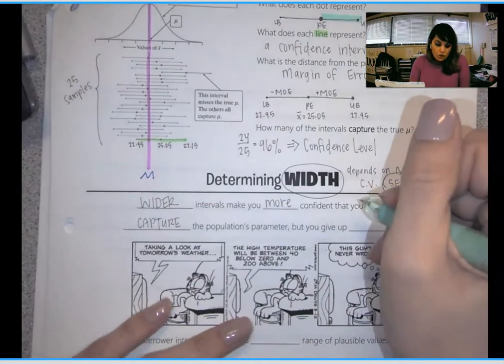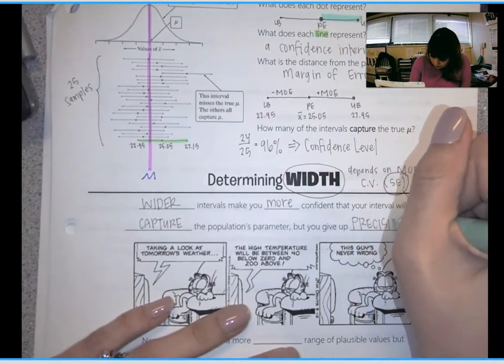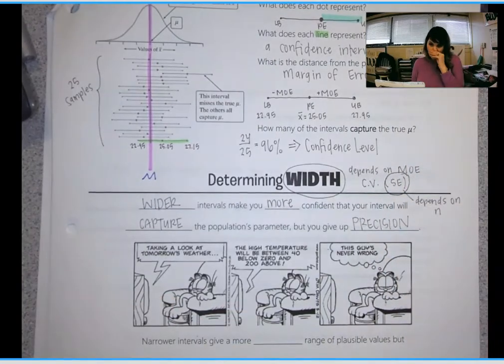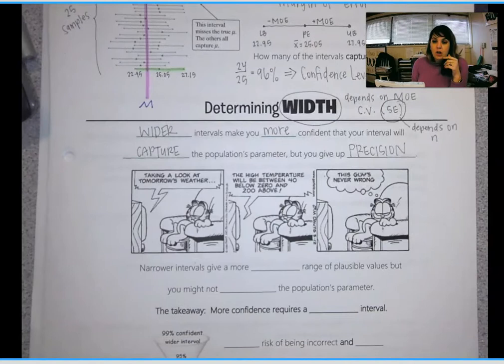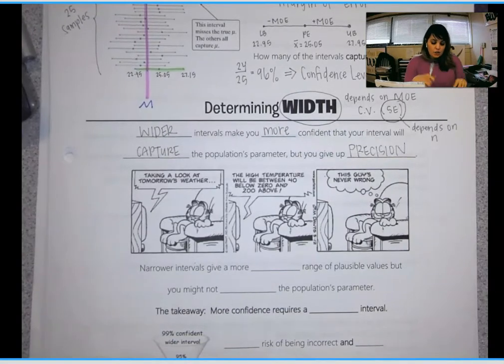But you give up precision. And this Garfield comic is trying to illustrate what we mean about precision. He's watching the news, and the weatherman is saying, taking a look at tomorrow's weather, the high temperature will be between 40 below zero and 200 above.